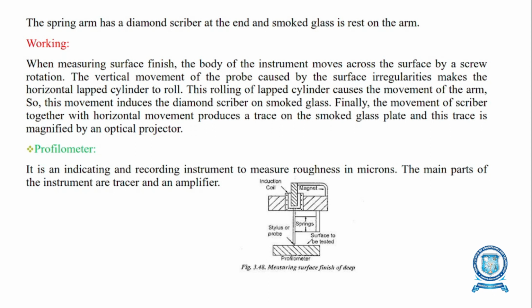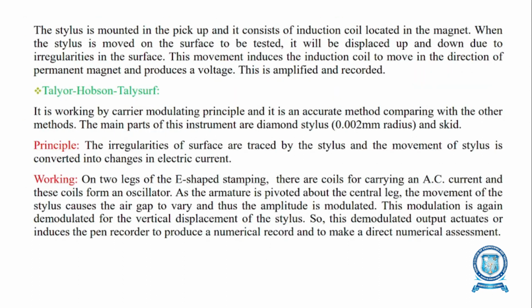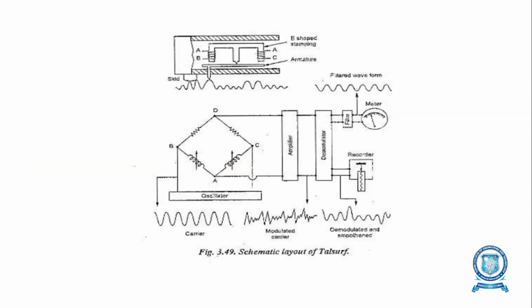So here is the working of this profilometer: when the stylus moves on the surface to be tested, it is displaced up and down due to irregularities in the surface. This movement induces the induction coil to move in the direction of the permanent magnet, and it produces a voltage. It is amplified further and operates an indicating device or recorder. So this is the working of the profilometer. And the next one is the Taylor-Hobson tally surface.